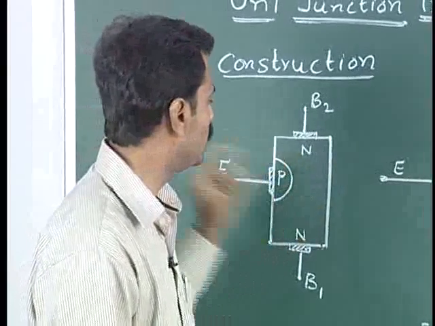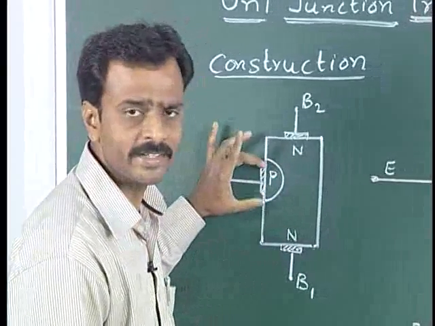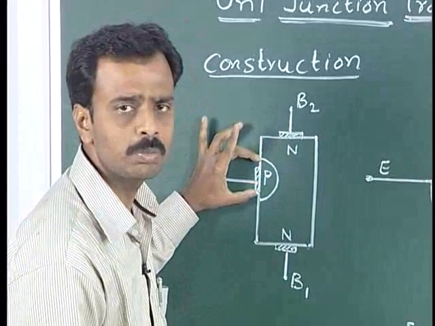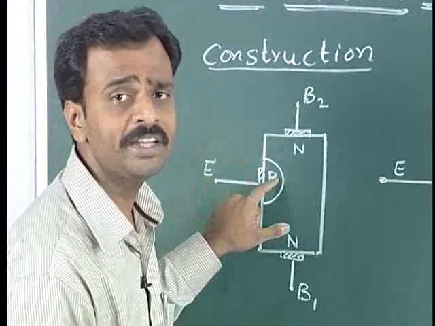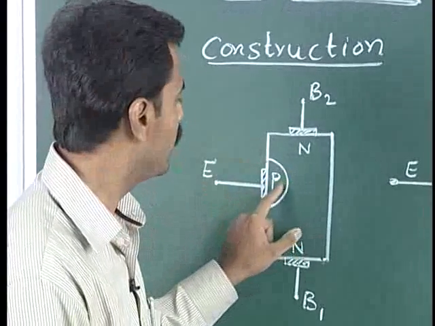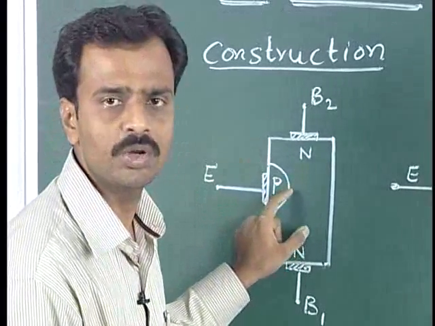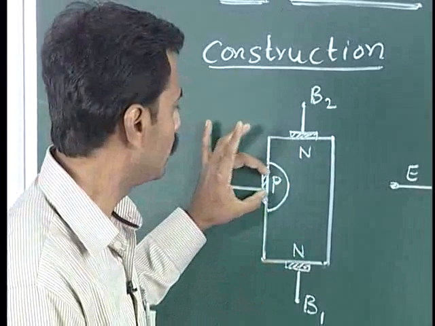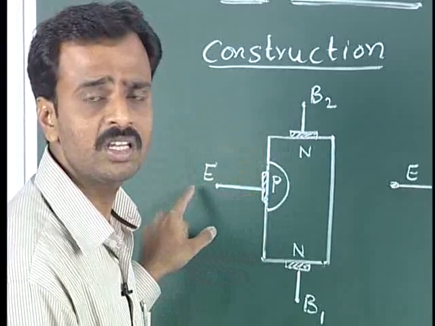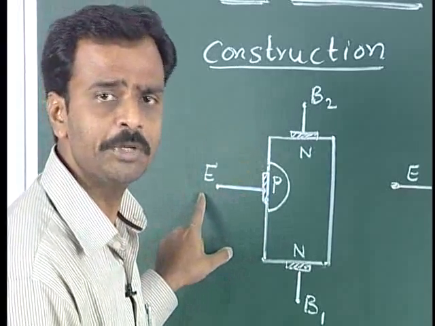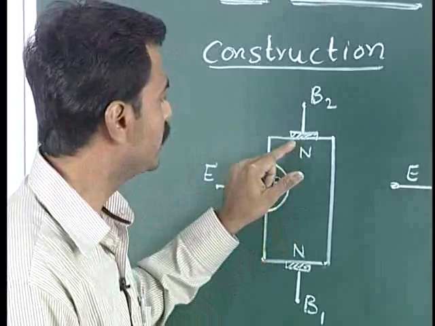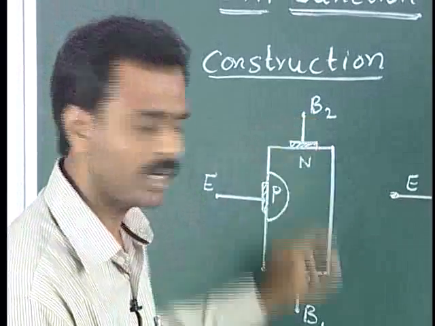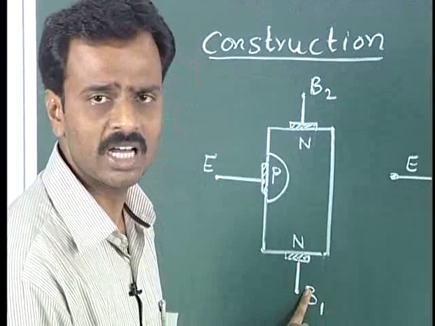It has been doped at the center, nearer to one of the terminals, with a heavily doped p-type semiconductor, where a p-n junction is formed over here. One lead is taken from this p-type region, which has been given the name emitter terminal. The bar has another terminal on one side, which is B2, and B1 is the other terminal.